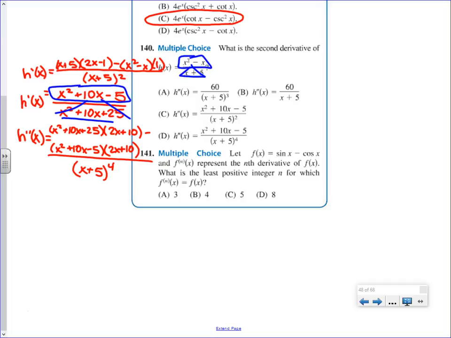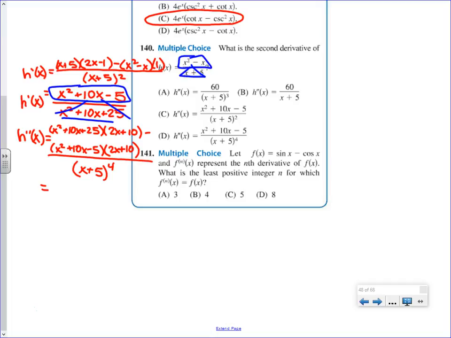Okay, but we technically would have to simplify. It is true, we can make that x plus 5 squared. That doesn't really help us much. How would we technically simplify?